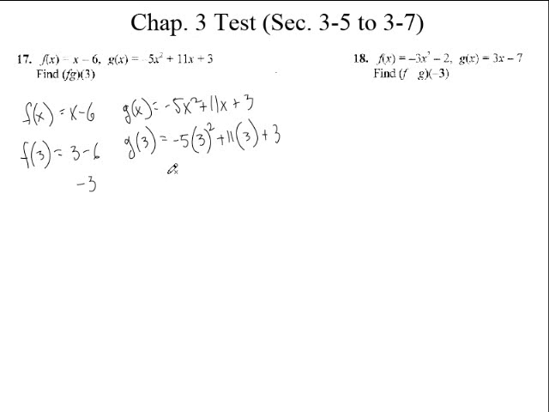Now we just have to know order of operations, make sure we do this correctly. 3 squared is 9, 9 times negative 5 is negative 45, plus 33 plus 3. You can do this any way that you want. Negative 45 plus 33 is negative 12. Plus 3 is negative 9.